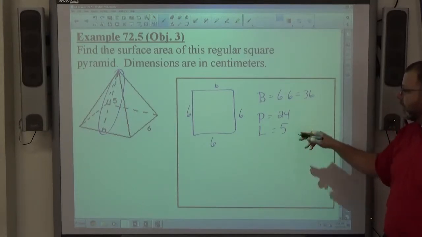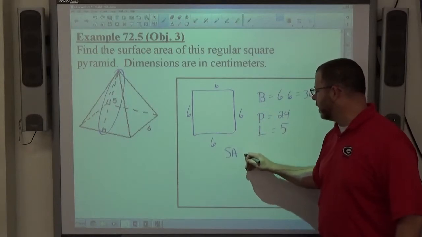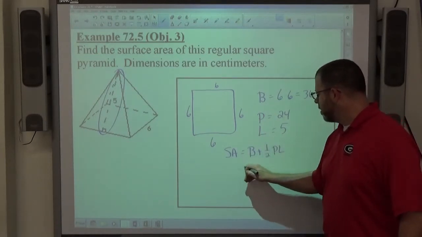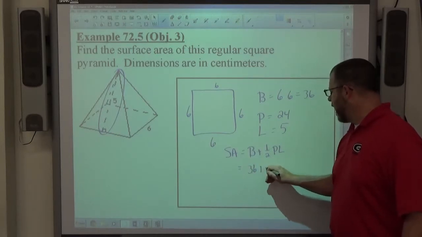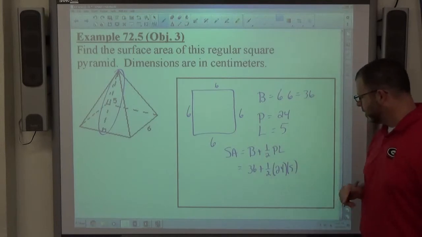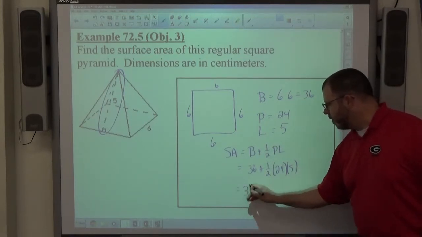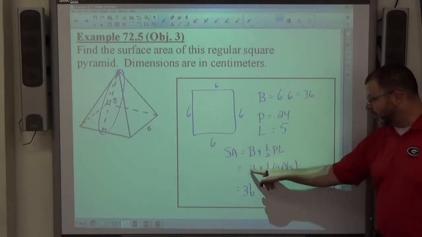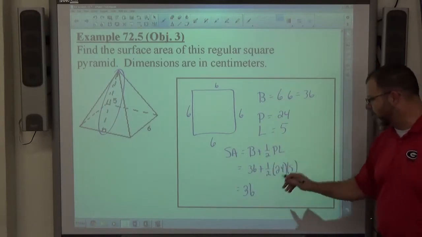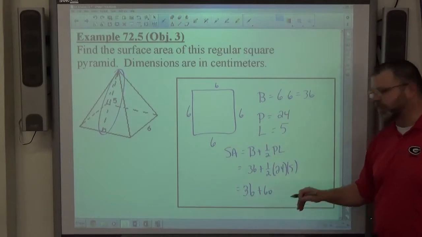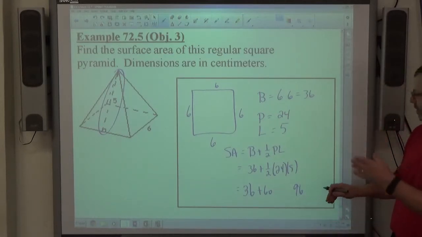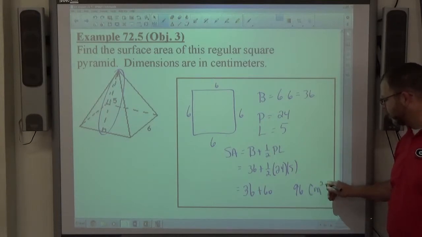Once I identify these three numbers, my surface area formula is B plus 1/2 PL. B is 36. 1/2 times 24 times 5. Multiply first before you add, so 36 just comes along for the ride for a minute. 1/2 of 24 is 12. 12 times 5 is 60. Once we get both numbers, 36 and 60 add up to 96. Unit of length is centimeters, and we're doing area, so it's square centimeters.